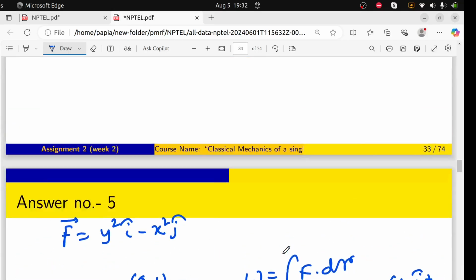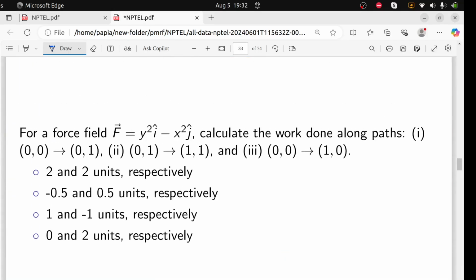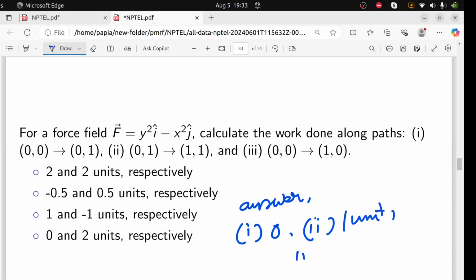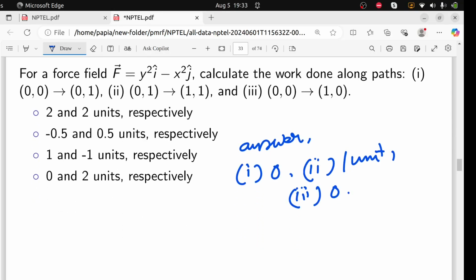So the answer of this question is the work done along the paths. Actually there is a typo in that question, because there it is given 3 work done, and here 2 answers are given. The answer will be: for 1 it is 0, for 2 it is 1 unit, for 3 it is 0. So this is the answer.